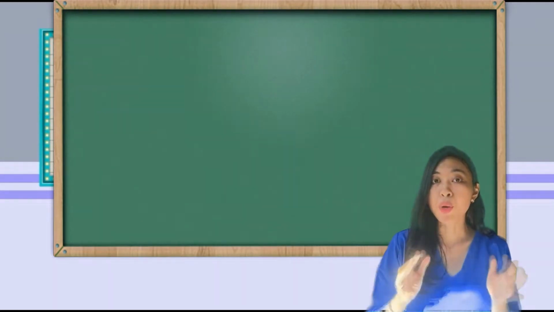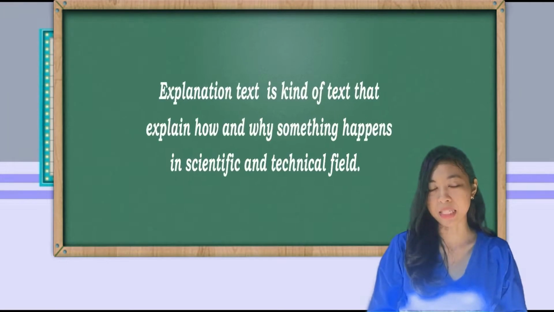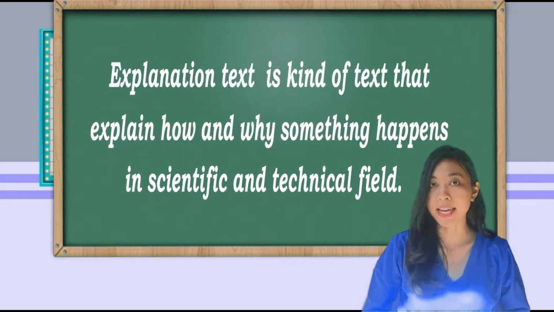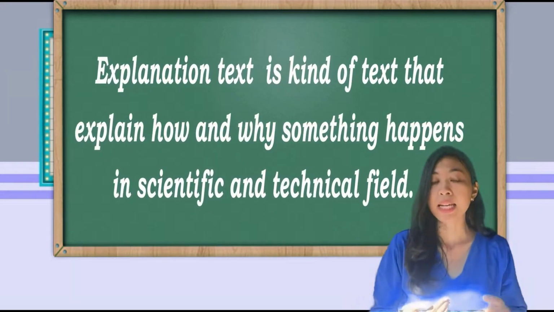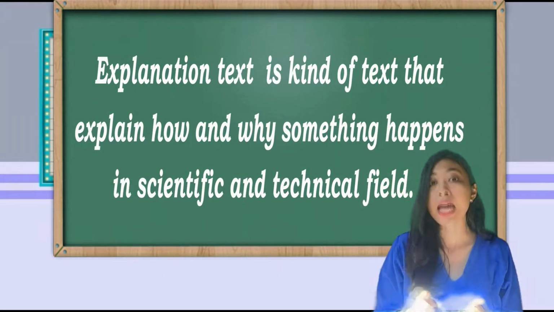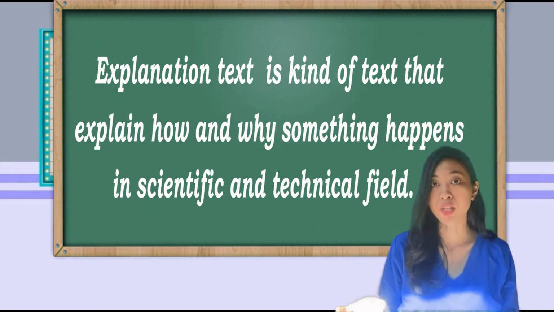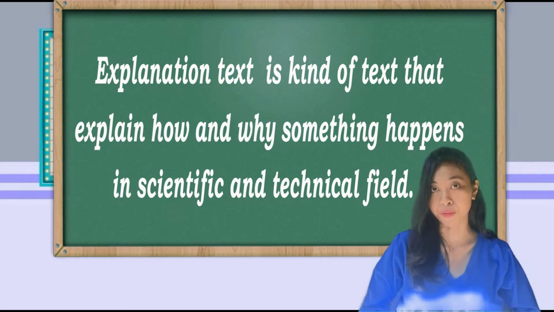Okay mates, we will start from the definition of explanation text. Explanation text is kind of text that explain how and why something happens in scientific and technical field.